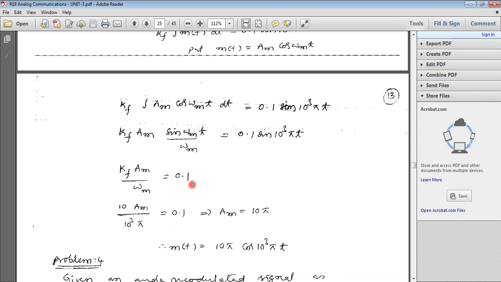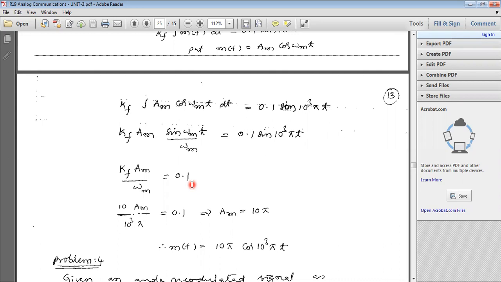So in the previous case, we directly took Kp m of t, so therefore we got directly m of t. But in the second case, we got Kf integral of m of t. So for that purpose, here we have all those steps. So that is Kf Am by omega m is equal to 0.1, by comparing LHS and RHS.